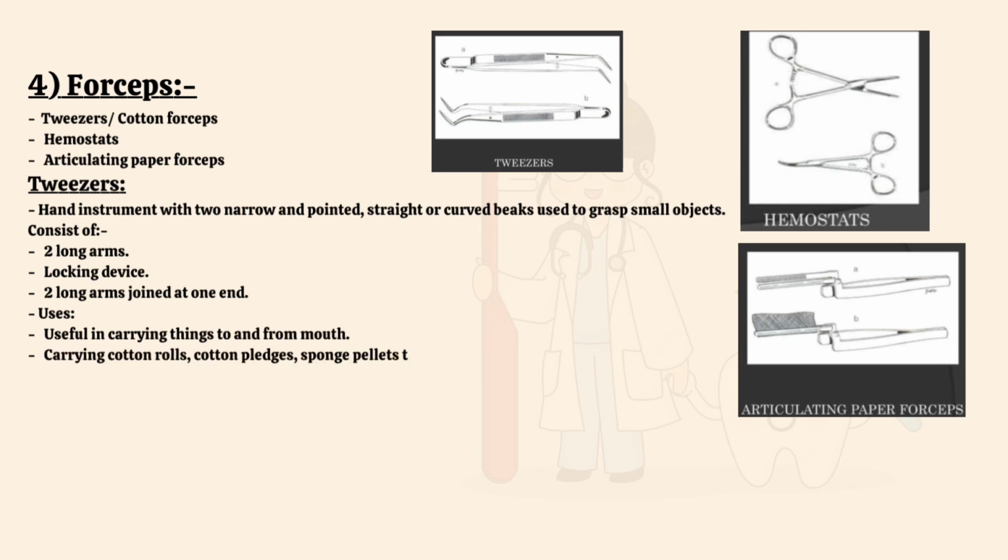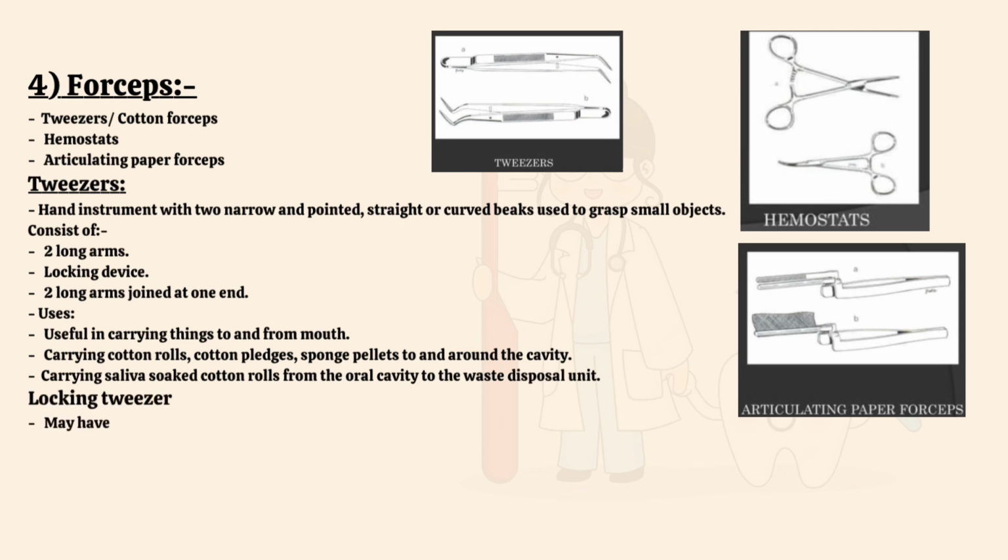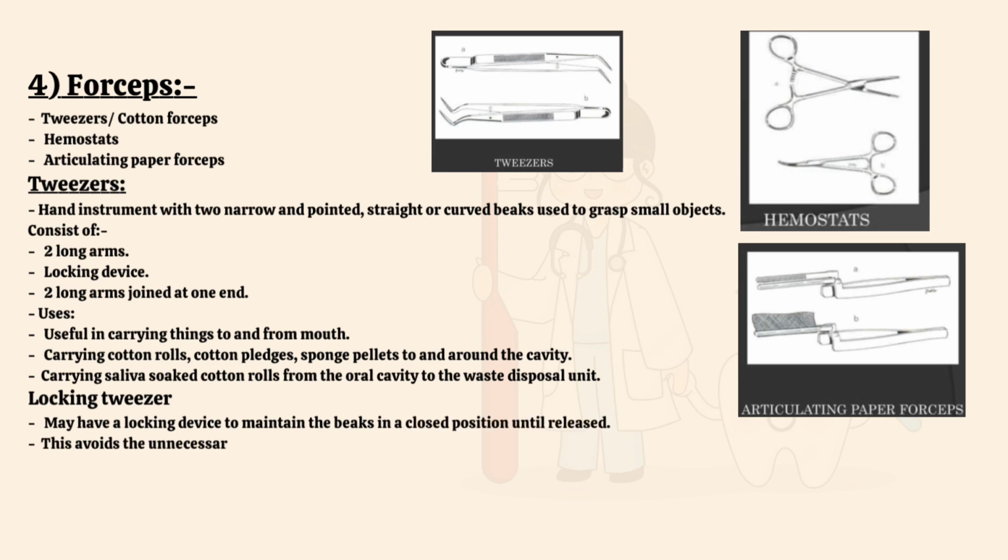Carrying cotton rolls, cotton pledges, sponge pellets to and around the cavity. Carrying saliva-soaked cotton rolls from the oral cavity to the waste disposal unit. Locking tweezer: may have a locking device to maintain the beaks in a closed position until released. This avoids the unnecessary anxiety of the operator at the possibility of slippage of whatever is carried by the tweezer.